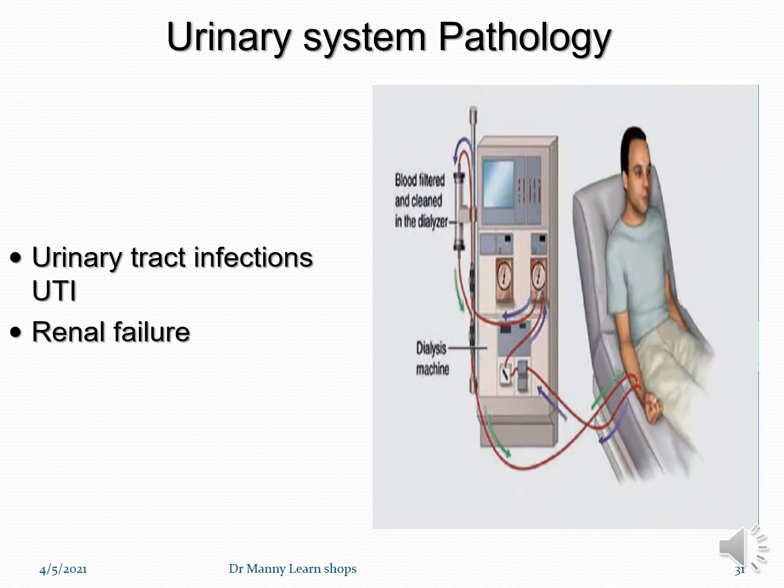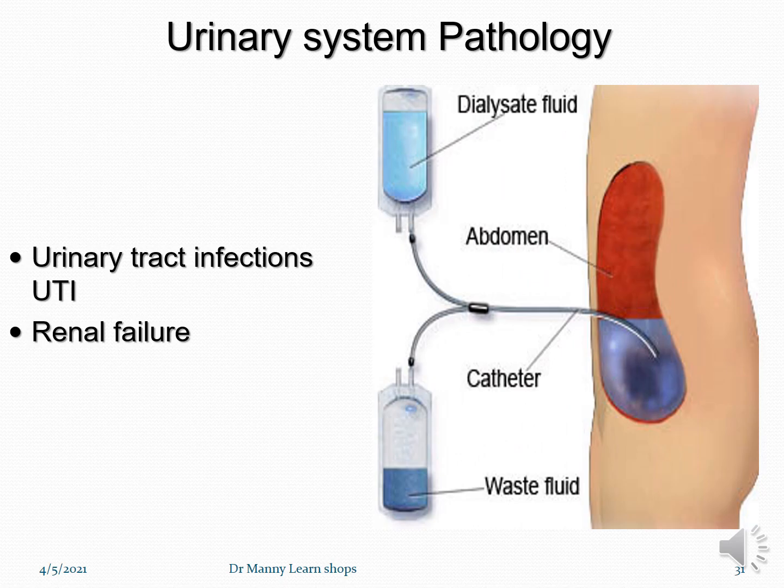If you go into renal failure, well, you're going to need to have renal dialysis. And this machine takes over the function of your kidneys. There can be two types. This one is hemodialysis, which is connected to the cardiovascular system, and this one is peritoneal dialysis, where the catheter goes into your abdomen.